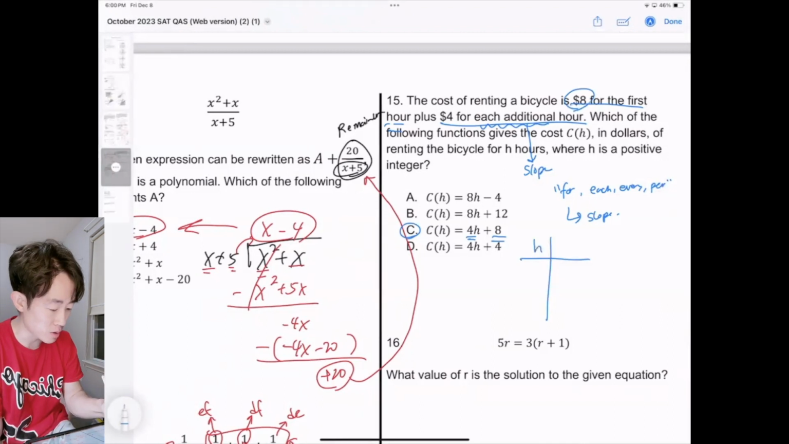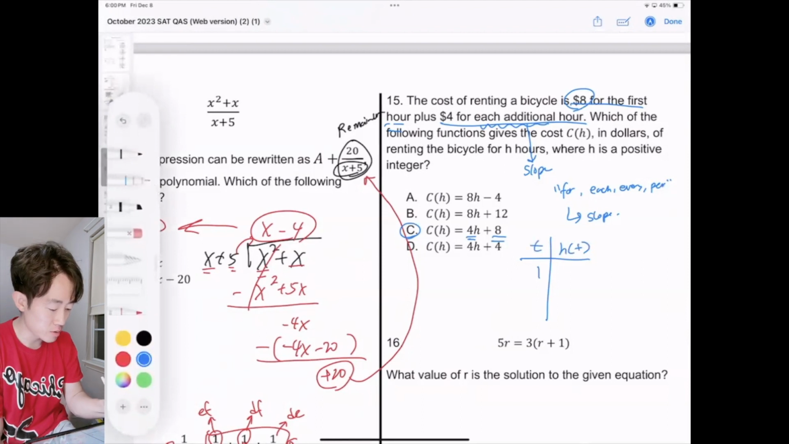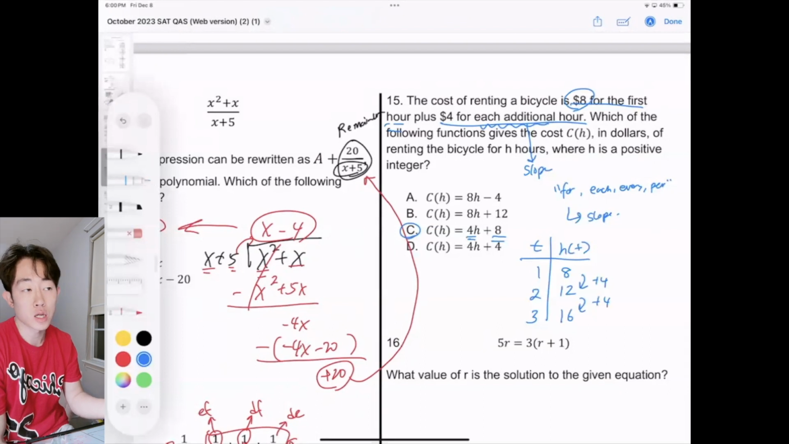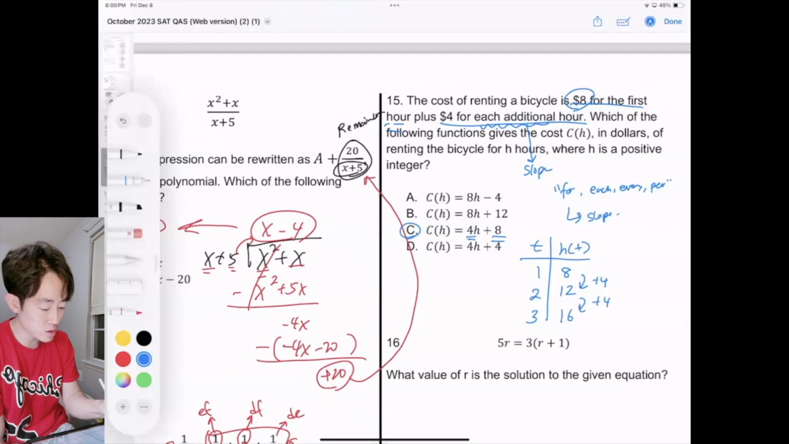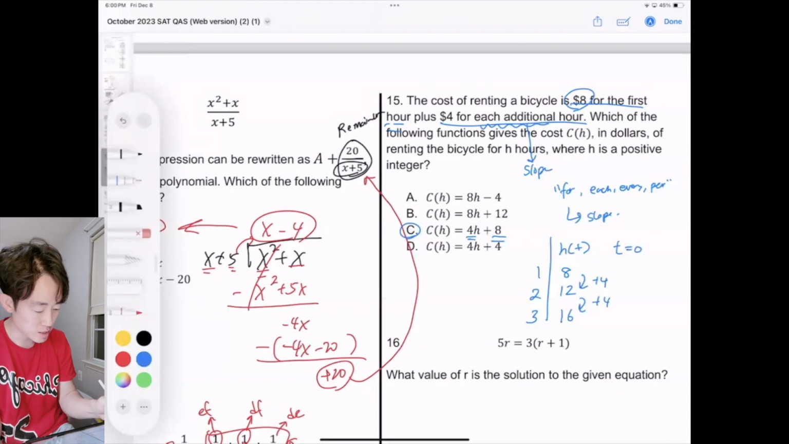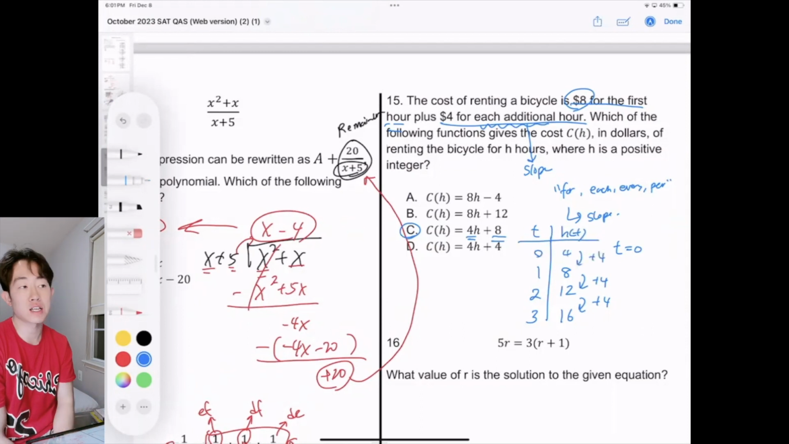So if you actually put this in, when t is 1, h of t, or maybe I should write down t for this because that's the independent variable, that's 8. When time is 2, it's 12. When time is 3, it's 16. It keeps on getting added by $4 each hour. So in other words, if you want to find out t equal to 0, because that's the y-intercept, I want to find out when t is 0, that means your y-intercept has to be 4 following that pattern. So unfortunately, the correct answer here should be D.